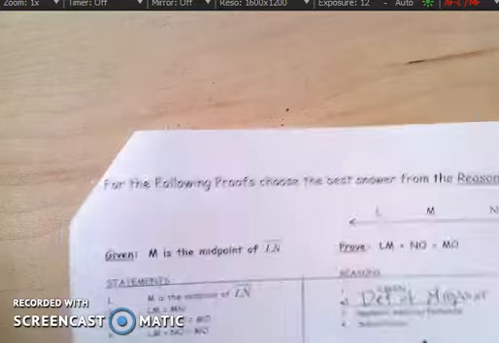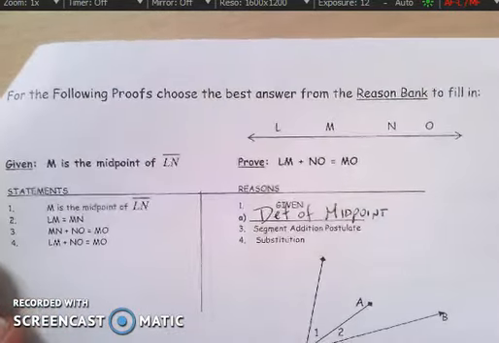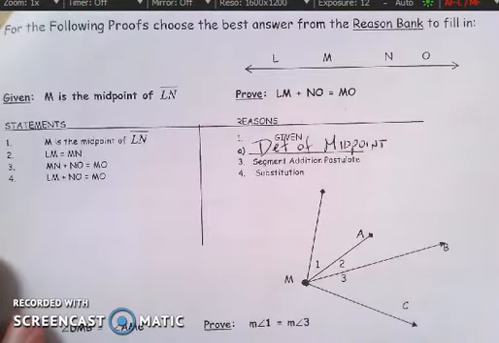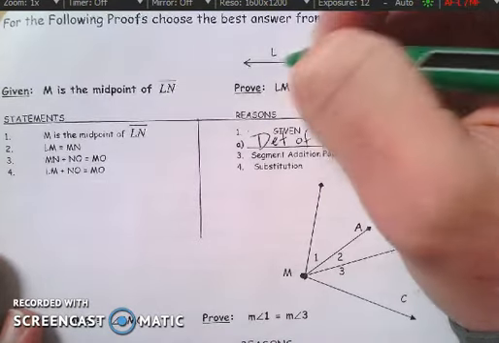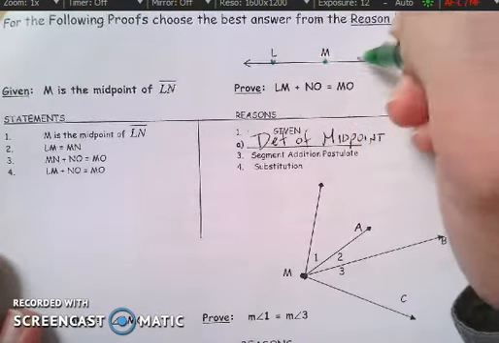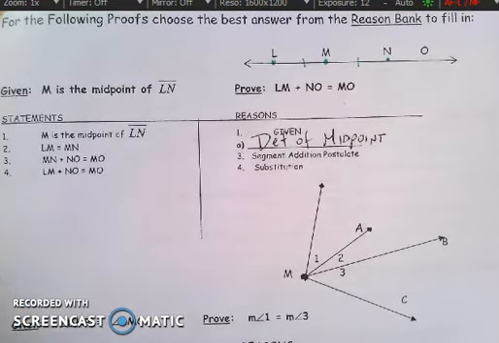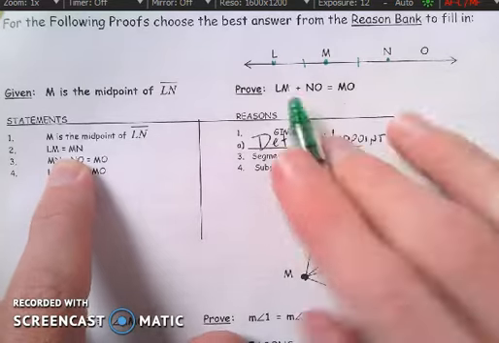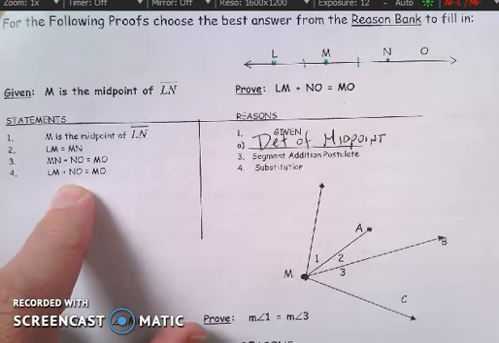Alright. On the back, the following proof, choose the best answer from the reason bank to fill in. Okay, M is the midpoint of LN. So M is the midpoint right here of LN. If that's true, we know those would be equal to each other. So we give that LM is equal to MN. That's the definition of midpoint. And then that one's already done.